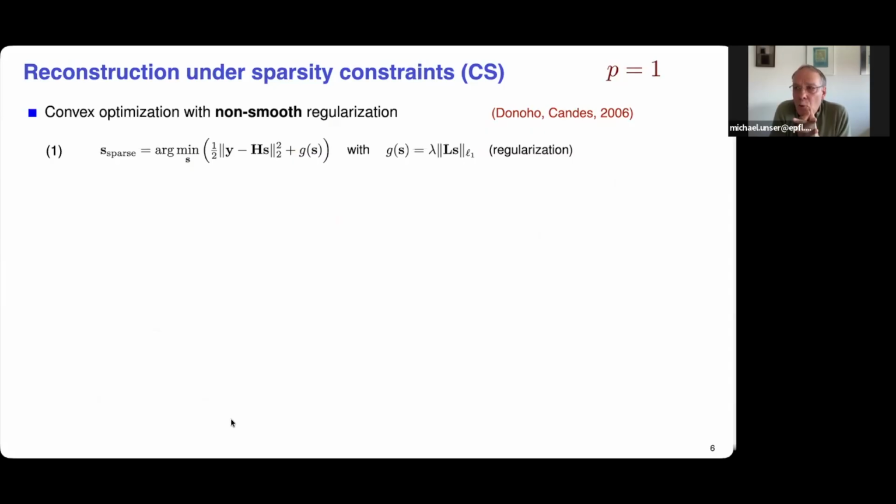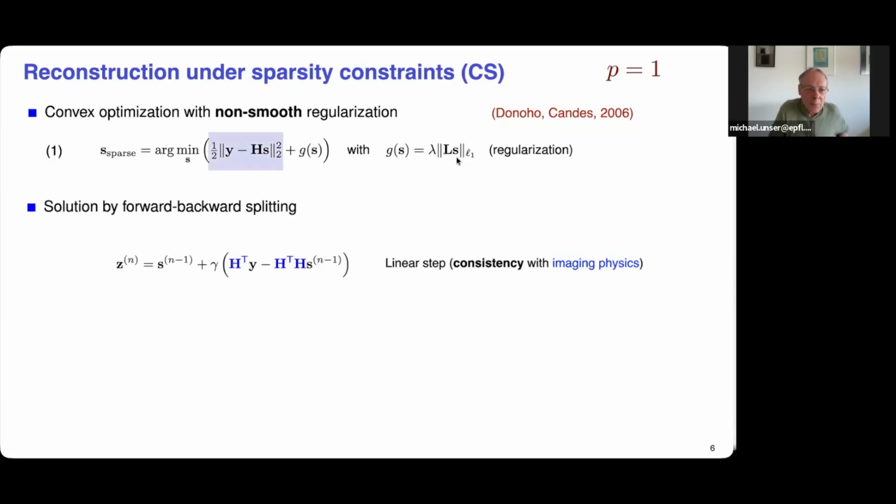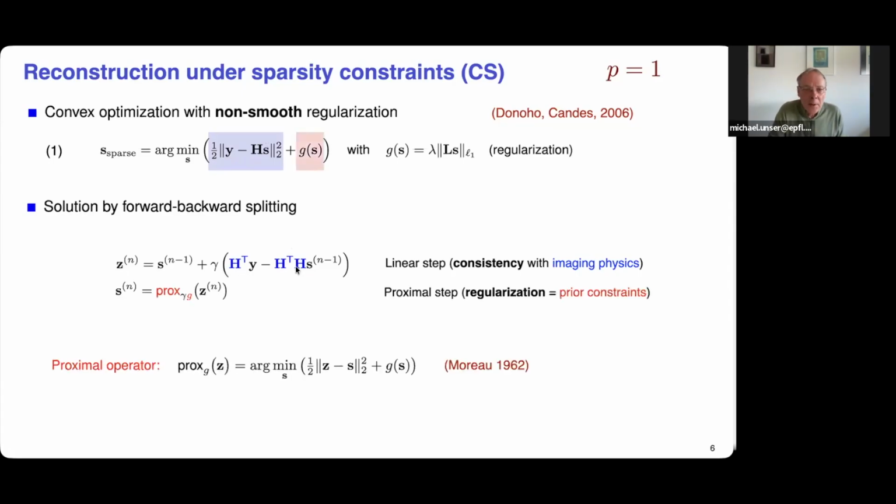Now, for p equal 1, the L1 norm promotes sparsity, so that goes with compressed sensing. It's always the same problem here, except we've replaced the regularization by the L1 norm, also acting on the L operator applied to the image. And then there's a very nice way of solving that problem that's based on forward-backward splitting. Essentially, you first concentrate on the data term, you do a gradient descent on the data term, and then you do a second step that will try to enforce this regularization.